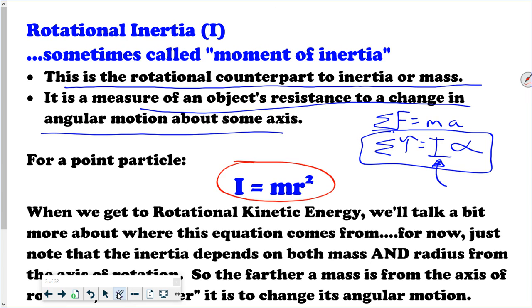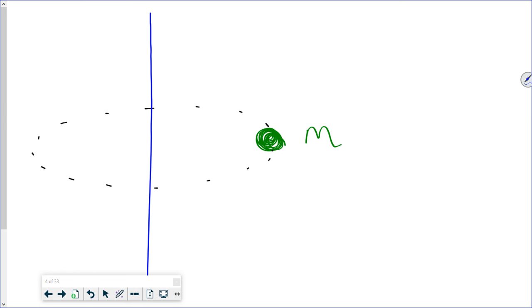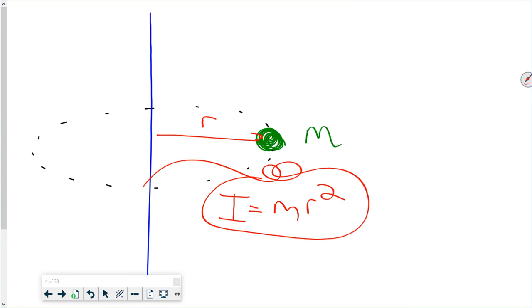Let me give you a quick visual on that. Maybe you've got a particle. So here's my particle of mass m, and our goal is we want it to spin around in a circle like this about this central axis. The radius of the circle about which our particle is rotating is r, and so to calculate the rotational inertia of this particle about this blue axis, your rotational inertia is equal to the mass that's rotating times the radius of the orbit that it's going to follow squared. So that is the equation for the rotational inertia of a point particle.